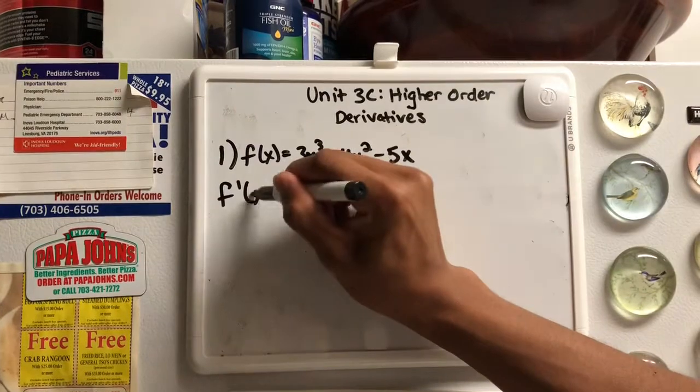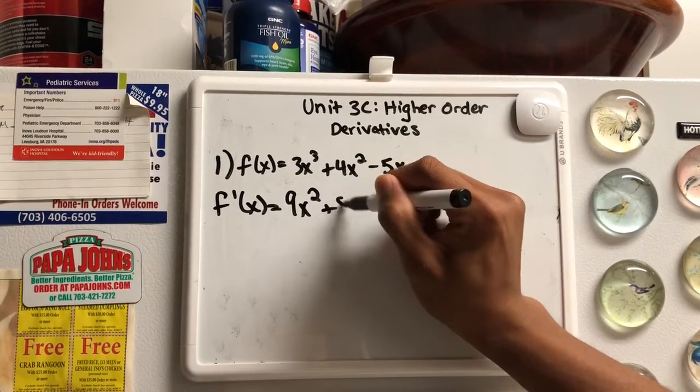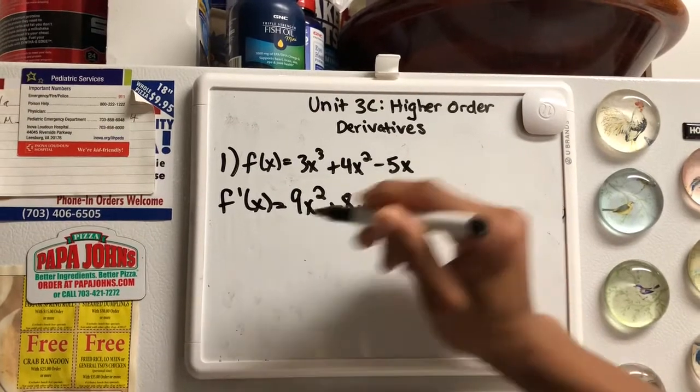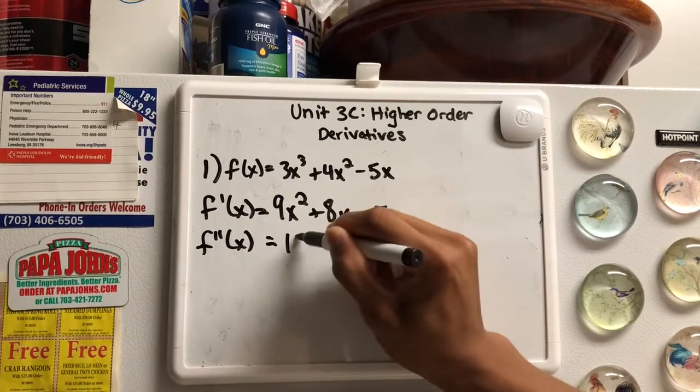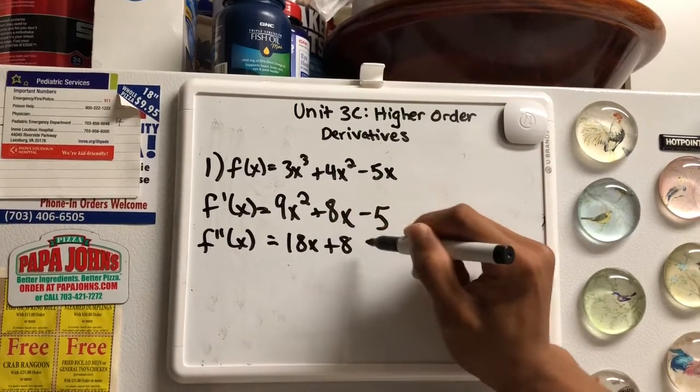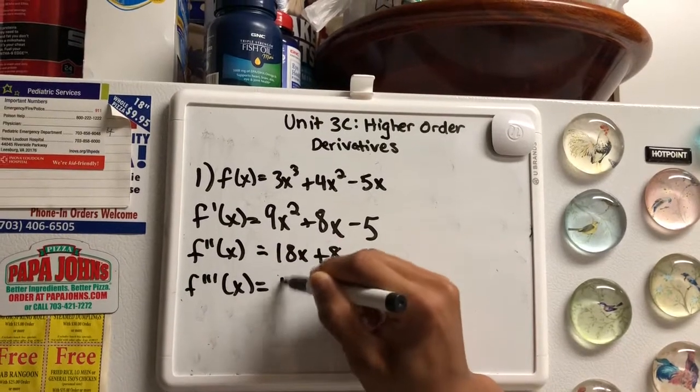So the first will be 9x squared plus 8x minus 5. The second derivative will be 18x plus 8. And the last derivative will be 18.